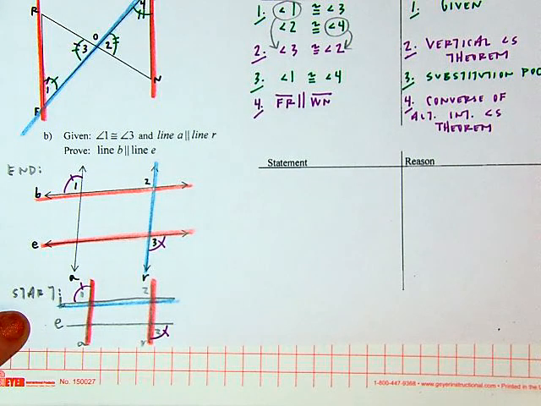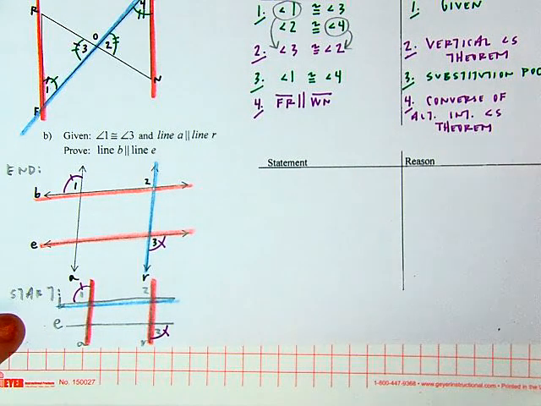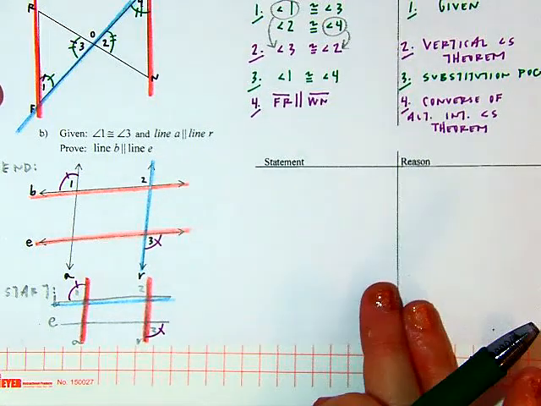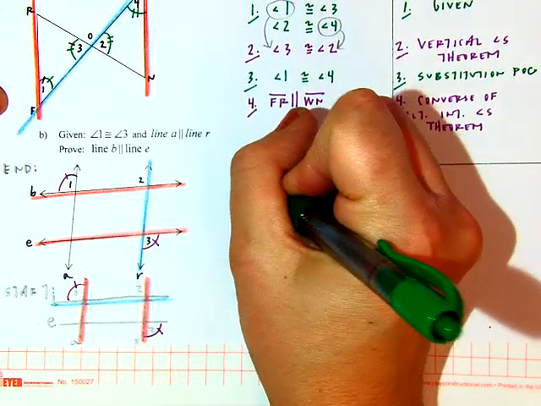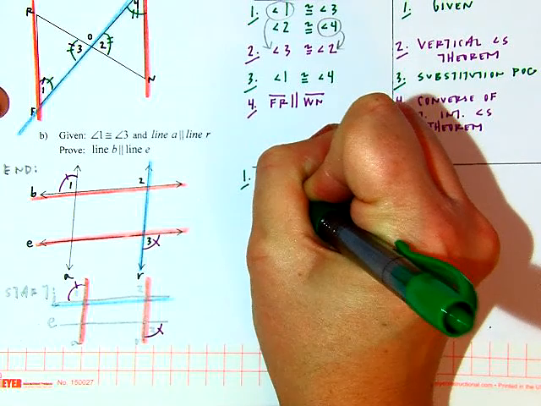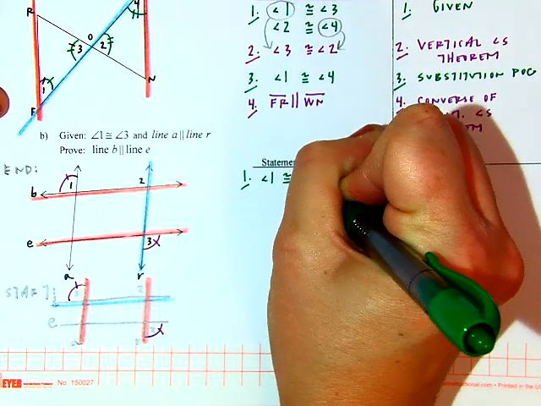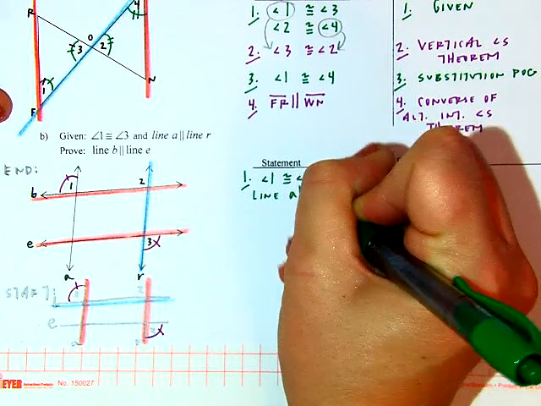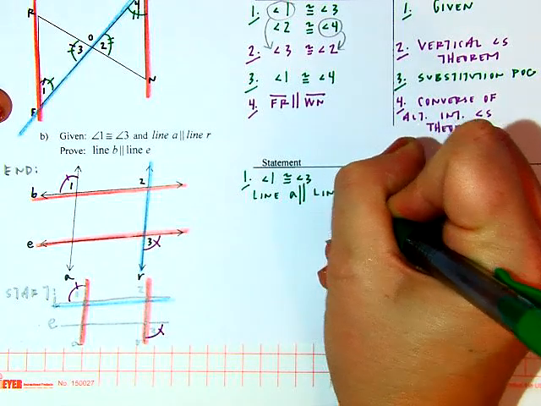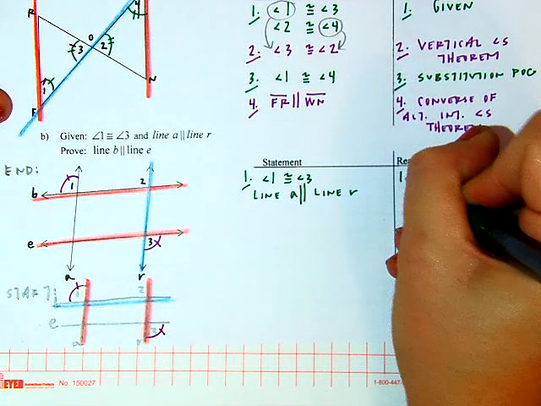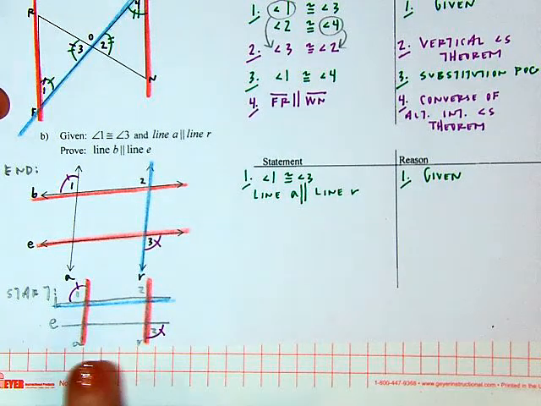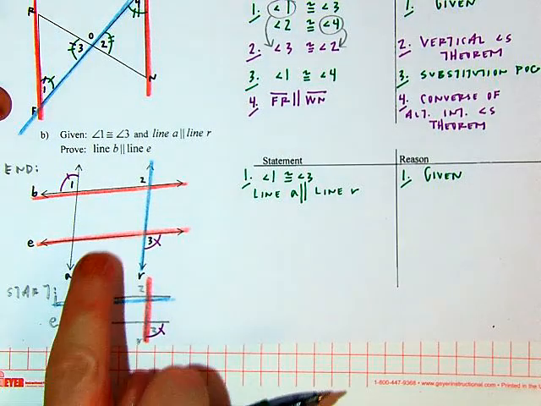So again, this is my starting point. And sometimes we separate our givens, sometimes we lump them together. I see no reason not to put them together. So I'm going to go ahead and write angle 1 is congruent to angle 3, and line A runs parallel to line R, given. So again, this is where I'm starting, this is where I want to end.